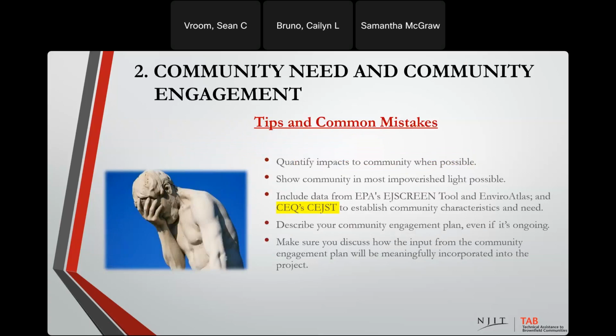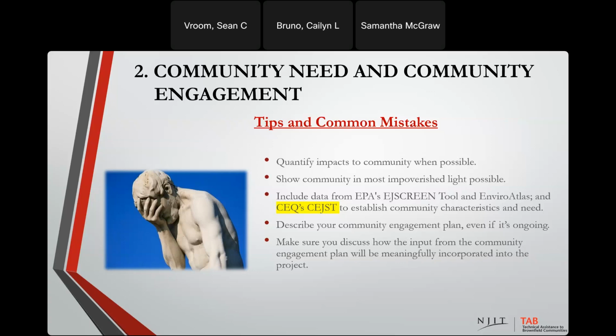So moving on to the second criteria, which is community need and community engagement. Here, you basically want to quantify your impacts for the community need whenever possible. What I mean by that is, don't just say, okay, well, we have a high cancer rate, high infant mortality, a large population of pregnant women or children or elderly that are vulnerable populations. You want to make sure that you do the research and find the data, the census data or the health data that supports that. Just don't make the statement.